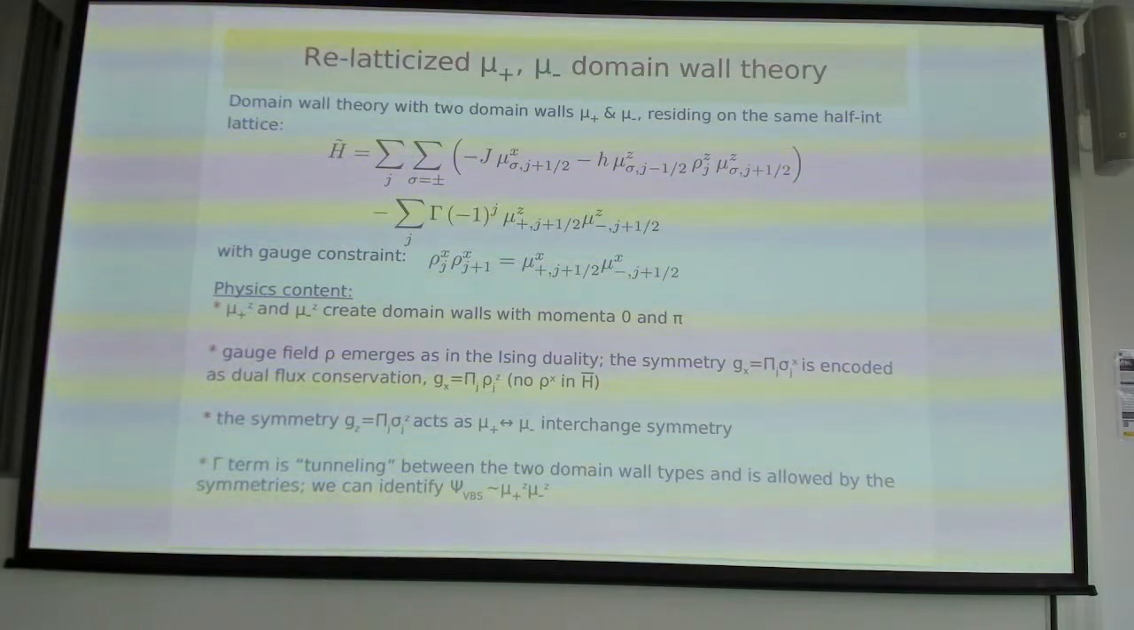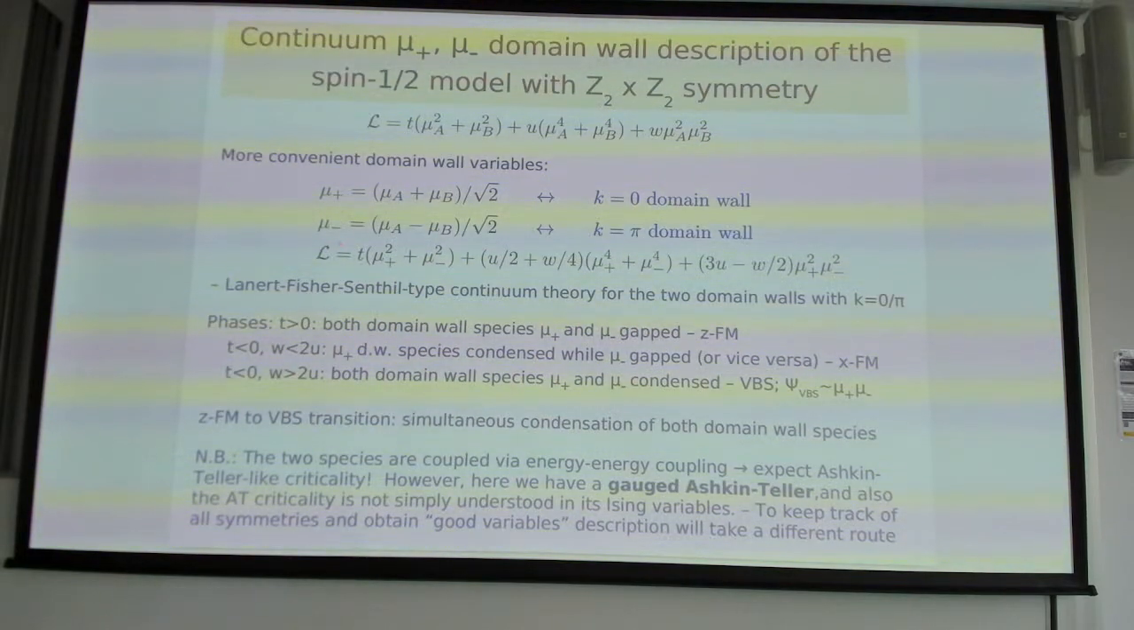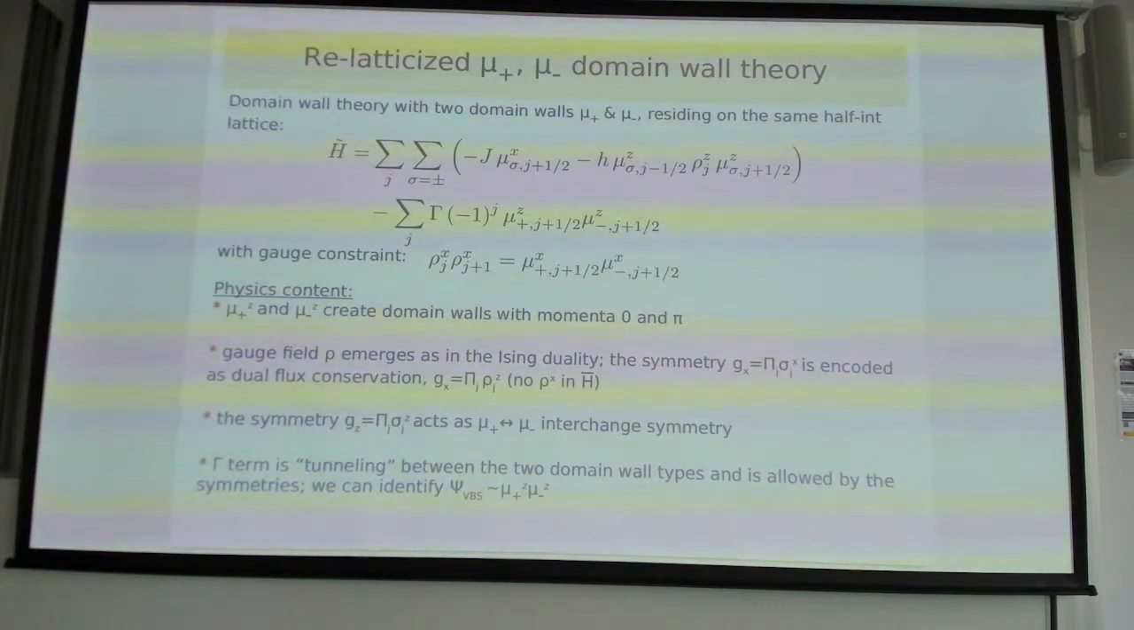So what does this word relatticize mean? Well, you know, for this to be meaningful, I had to go to the continuum, to be talking about zero and pi momentum fields. I had to go to a continuum. But now I want to go back to lattice, to work on a lattice. So basically the statement is that now this theory is not identical to the domain wall theory I had, which was an exact rewriting, but it's qualitatively the same. Okay. It has the same field content, and all the symmetries can be completely encoded in this field content.